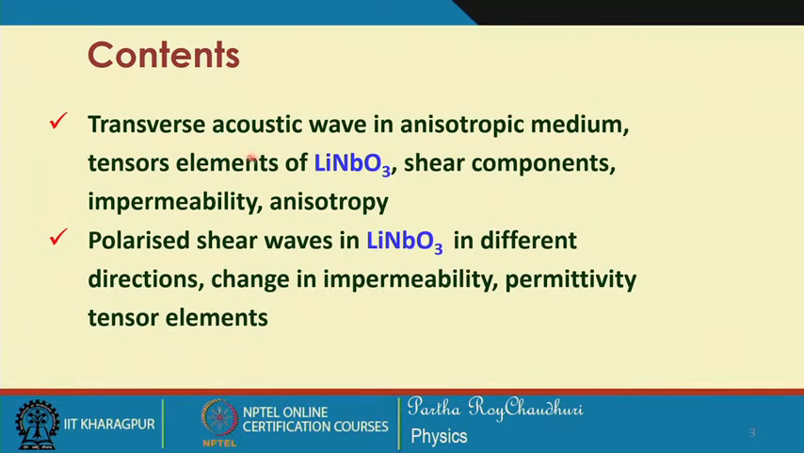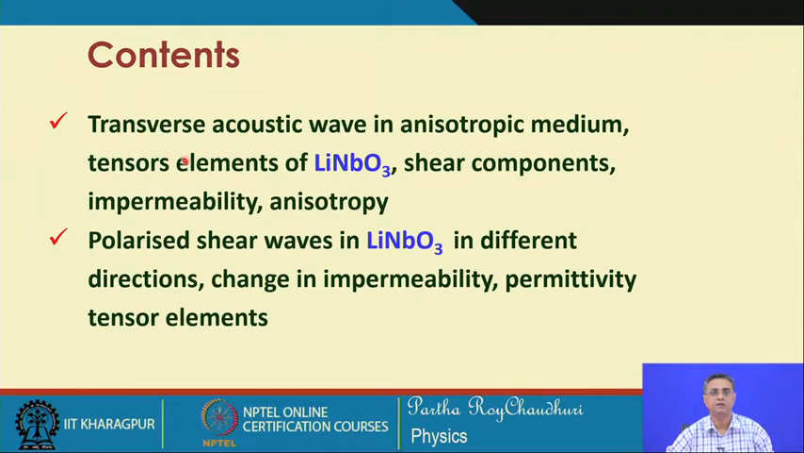We will consider the specific example of the lithium niobate crystal. So, we will be discussing this transverse acoustic wave in anisotropic medium, and we will look at the resulting tensor elements for this lithium niobate crystal, which is a very important crystal, and we will look at the shear components, change in the impermeability tensor and resulting anisotropy. We will also consider another example case of polarized shear waves in lithium niobate in different directions, and then in the same way we will look at the change in the impermeability and permittivity tensor elements.